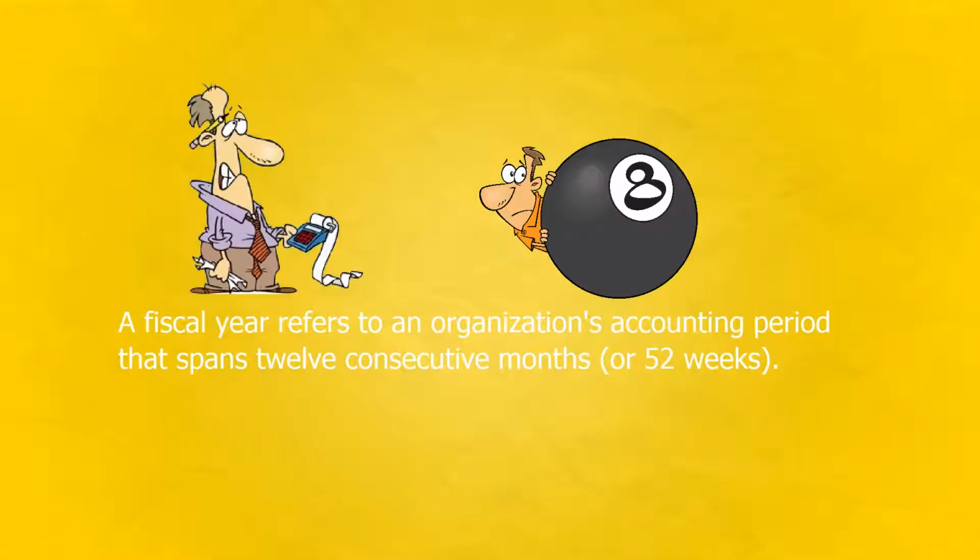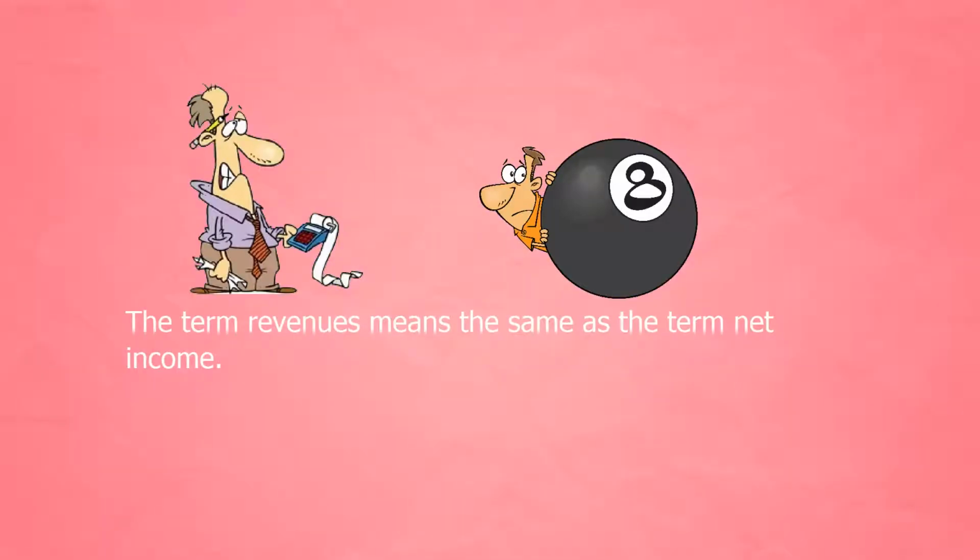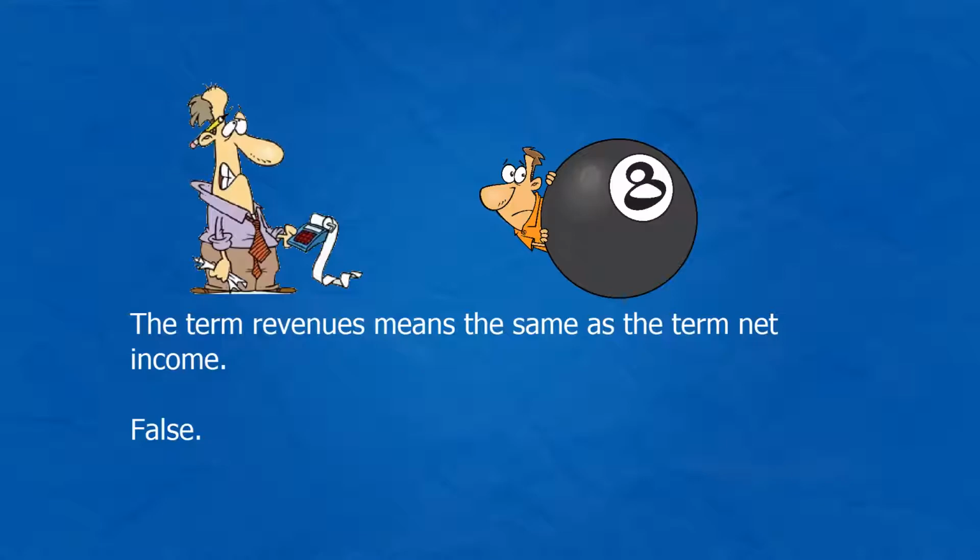True. A fiscal year refers to an organization's accounting period that spans 12 consecutive months or 52 weeks. True. The term revenues means the same as the term net income.